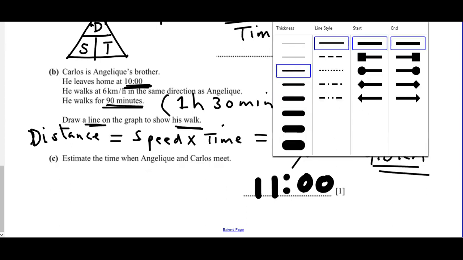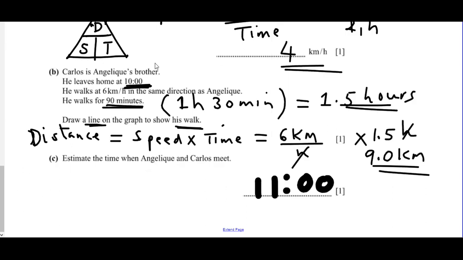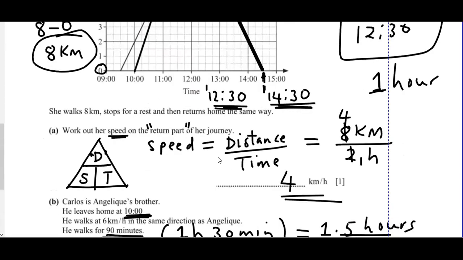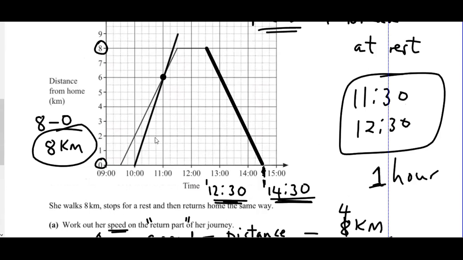All right, let us try to proceed quickly and see if we can finish all the questions. So estimate the time when Angelic and Carlos met. They met somewhere here at 11 o'clock. Where the two graphs meet is where they met. Okay, so then you're good to go. And the graph will look like this. And this is the point where they met.